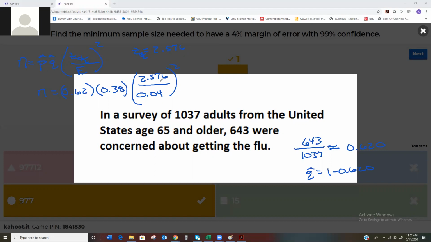I always worry on these. I'm getting 980, but I think it's because I rounded the 2.576 to 58. I got 977.11, so I would think it would be 978. Yeah, technically it should. Oh, you know what? I bet when I did this, I did 2.58. Oh, okay. 2.576. Square that. And then multiply by 0.38 and 0.62.